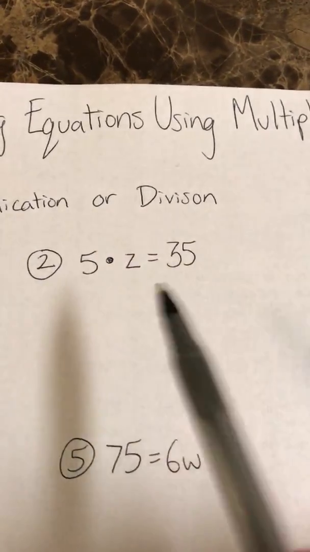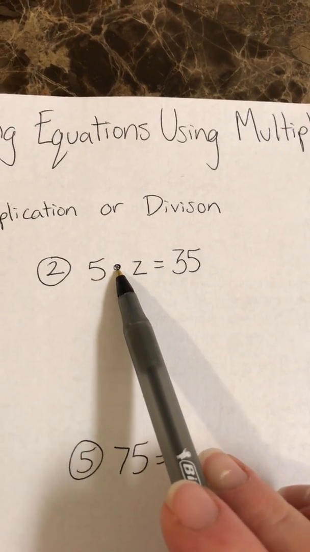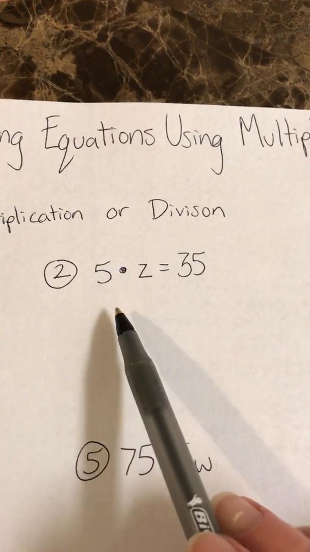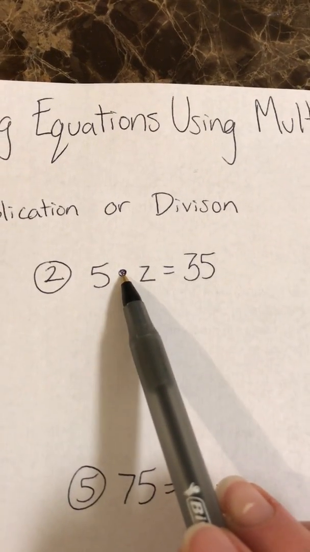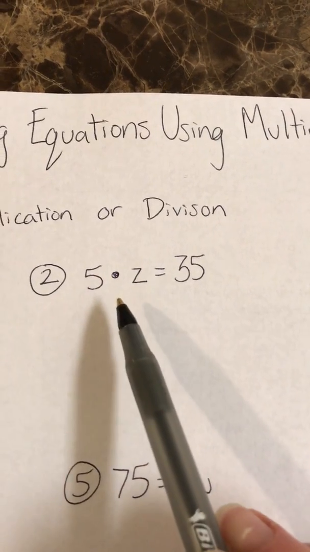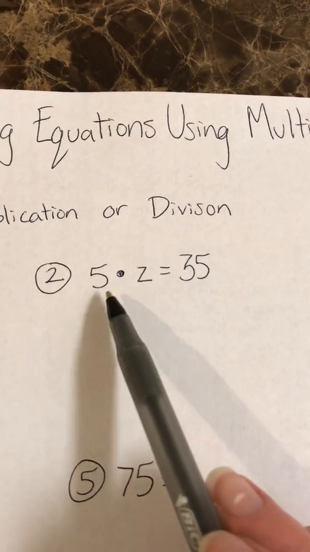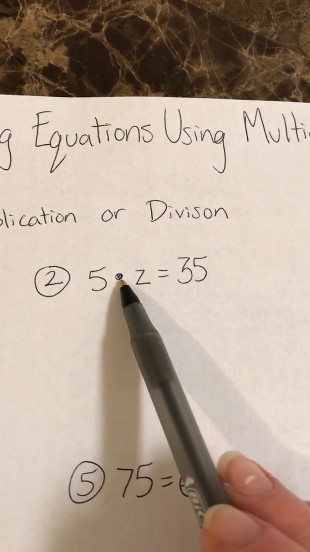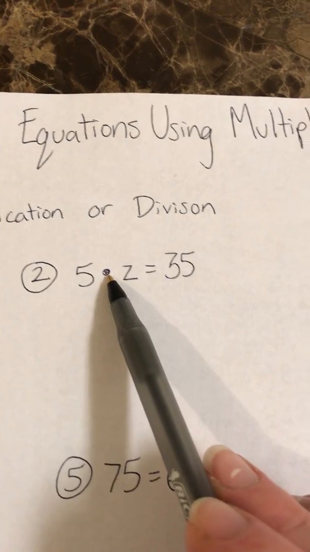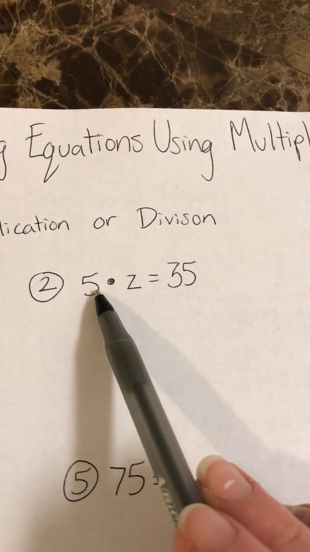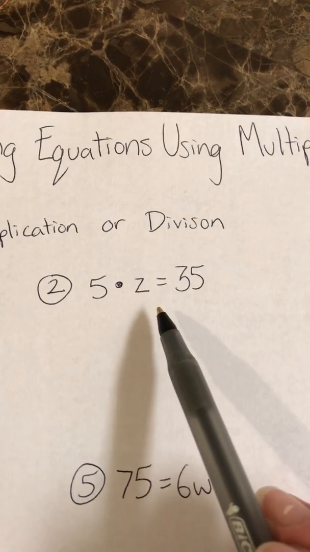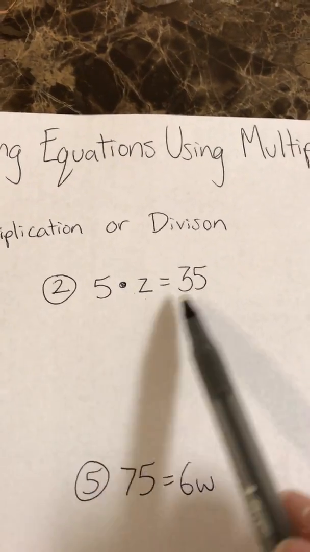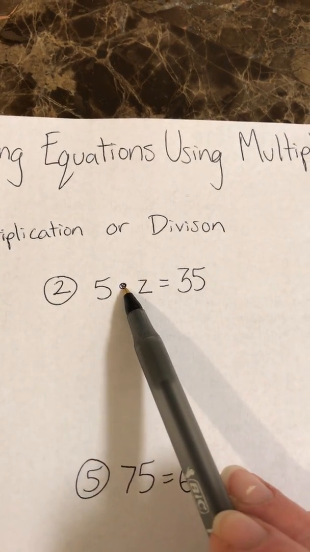Let's try number 2. We have 5 dot z equals 35. What does this dot mean right here? Y'all need to know that this dot means multiplication. It won't always be written with an x. Sometimes it'll have this little dot here, and that means multiplication. When you start using variables, they use this dot instead of the x because sometimes the x can get confused as if it's another variable. Some people might think it means 5xz equals 35, which would be a totally different problem than 5 times z equals 35. So when you start using variables, you'll only see this dot instead of the x.